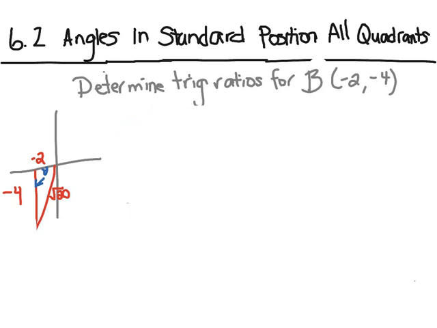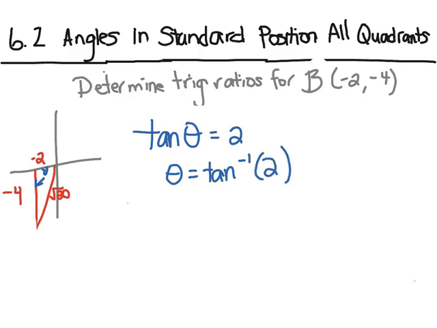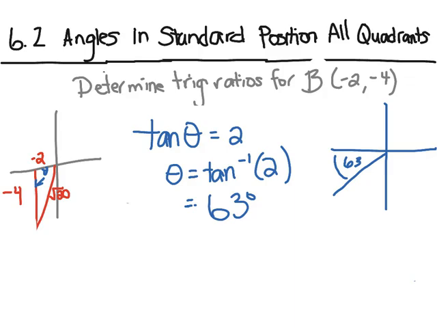If we want to find our angle, we use any one of those, so let's do tan theta is equal to 2. So theta is equal to tan to the negative 1 of 2. And if you type that into your calculator, you should get, to the nearest degree, 63 degrees. So that means that our reference angle is 63 degrees. So from the terminal arm to the x-axis is 63 degrees.